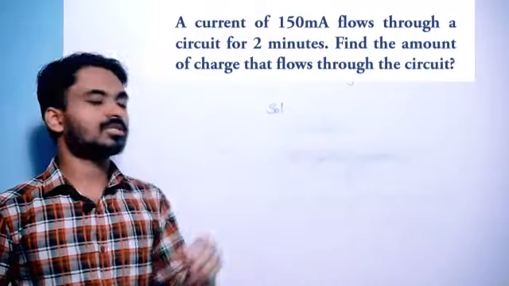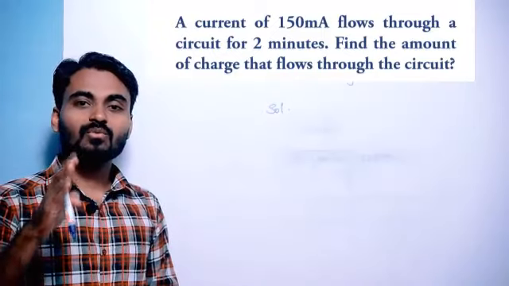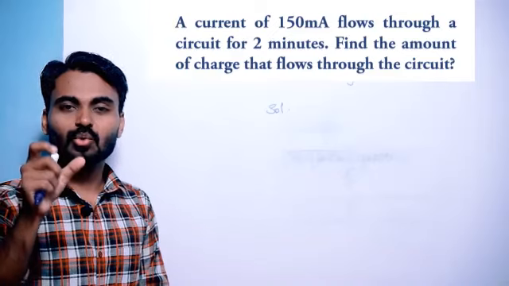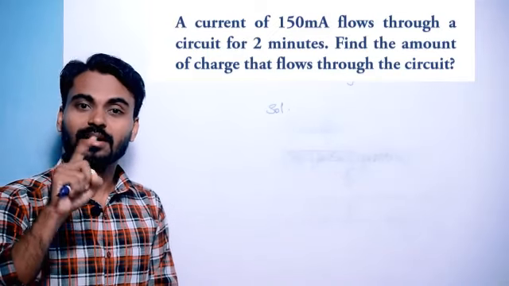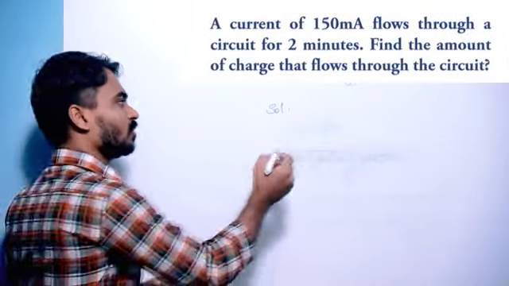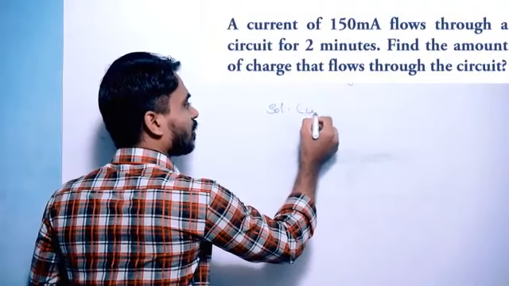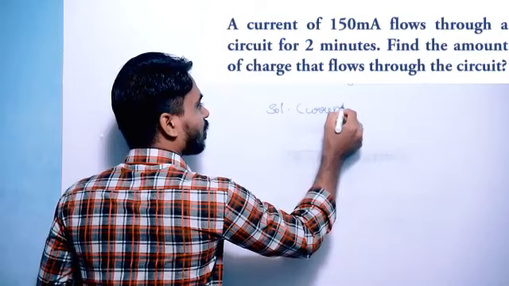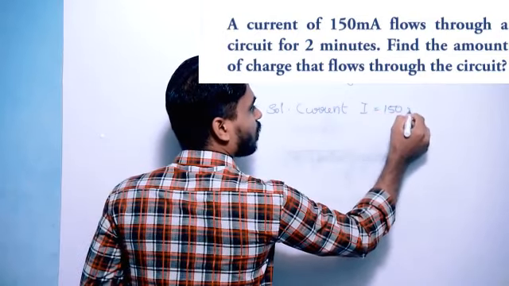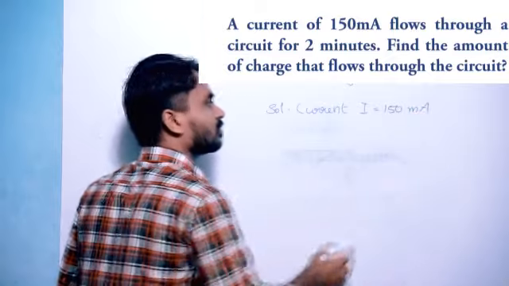Solution. See that question again. An electric current of 150 milliampere. Ampere, we know ampere is the unit of current. Current is denoted by the letter I. So we should write current I is equal to 150 milliampere.